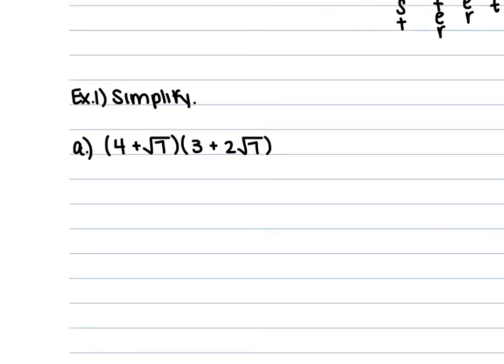Multiplying binomials containing radicals. When we do this, we are foiling. We're doing the same exact thing you would do without the radicals. So if we look at our first example, we have 4 plus the square root of 7 times 3 plus 2 square root 7. We are foiling with these.